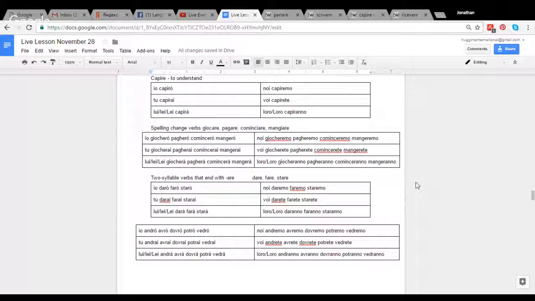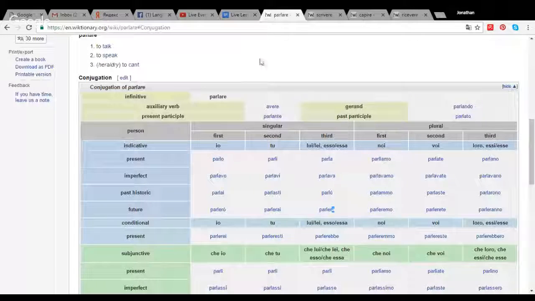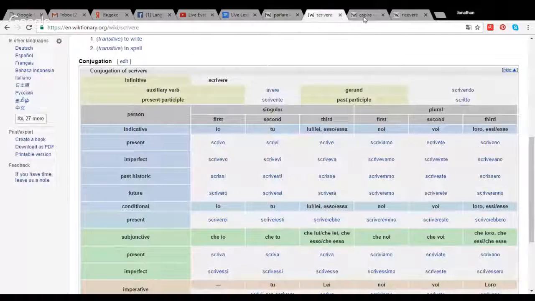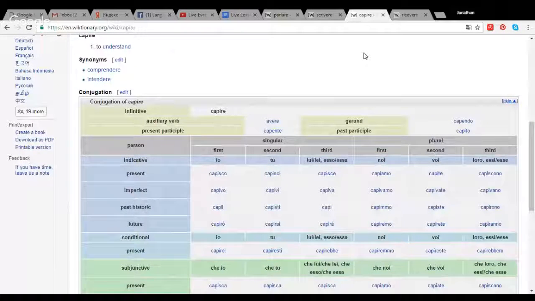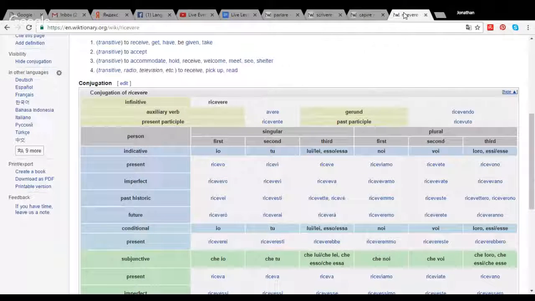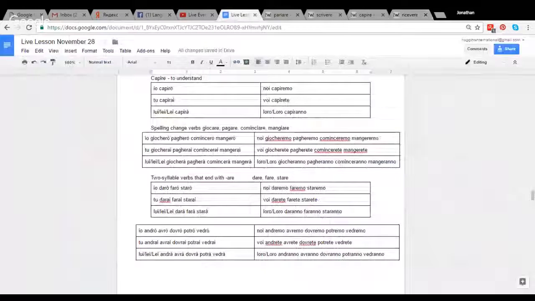Okay, so sorry for taking the time when I was looking at the page here. But once again, I would recommend using these conjugation tables that you have on Wiktionary. So, for example, the parlare you have there, scrivere, and capire. Those are a couple typical verbs for each group. We also have finire, and comparing what we looked at here for today with the ricevere to see how some of those letters drop out.